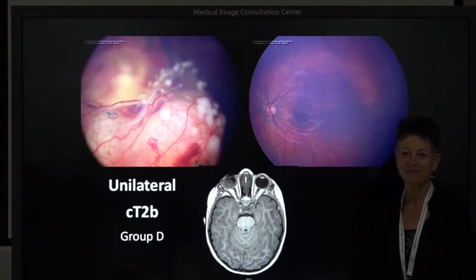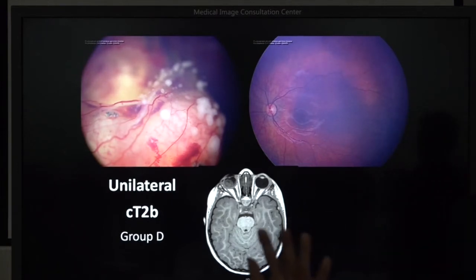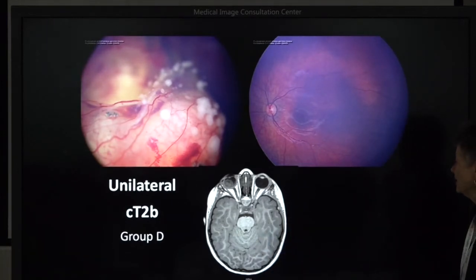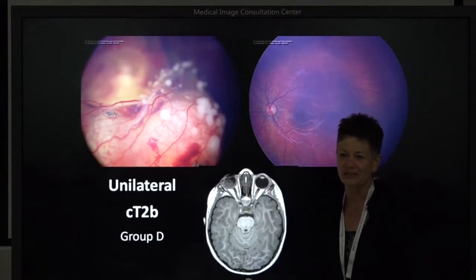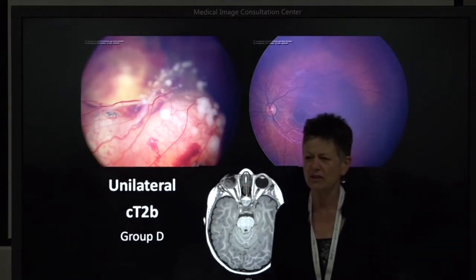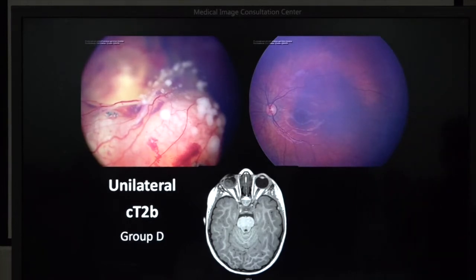IAC? Who said IAC? Okay, that's one idea. Do you have any evidence by imaging that there is an involvement of the optic nerve? No. I don't know that the MRI really shows even the choroid. What was the age of the child? She's about 2.5.